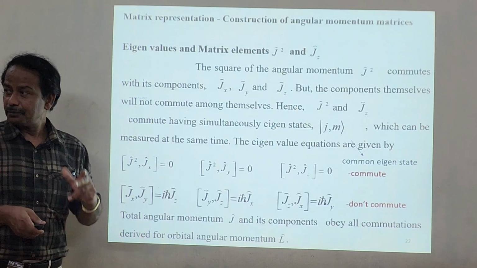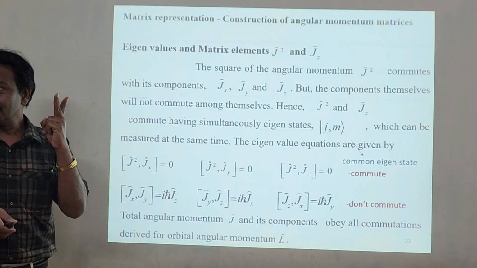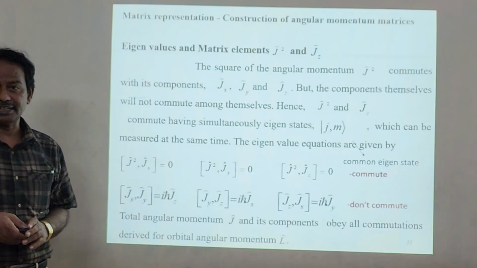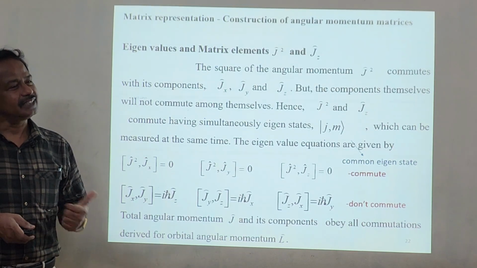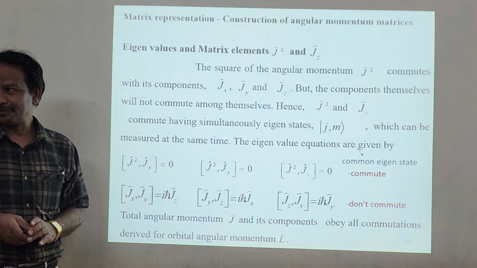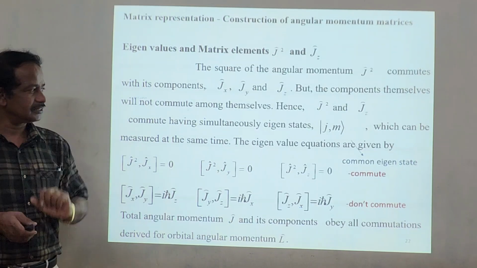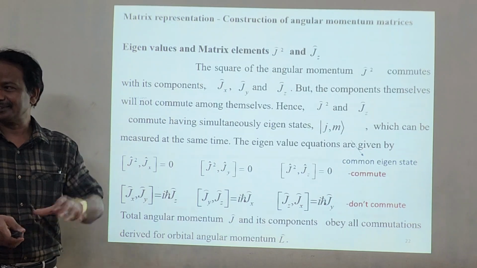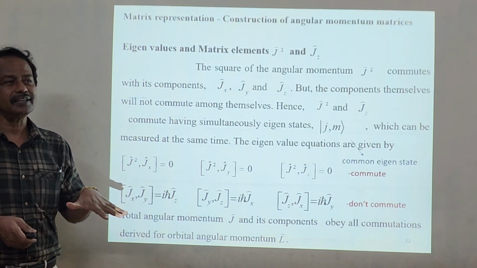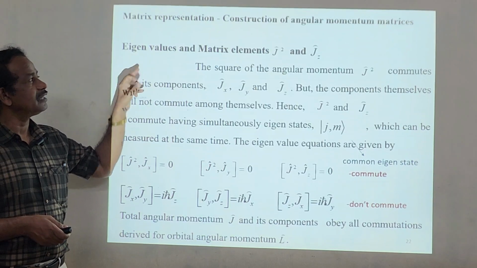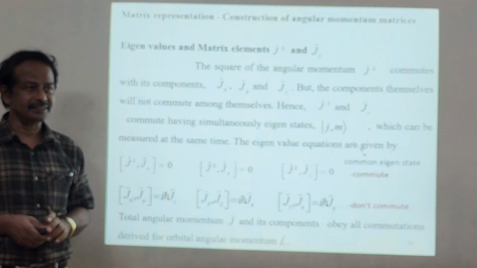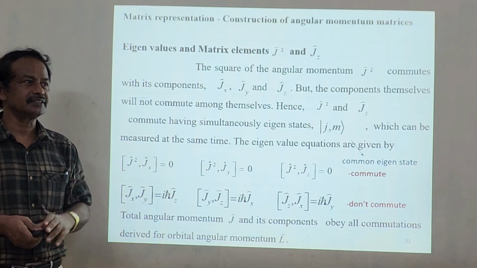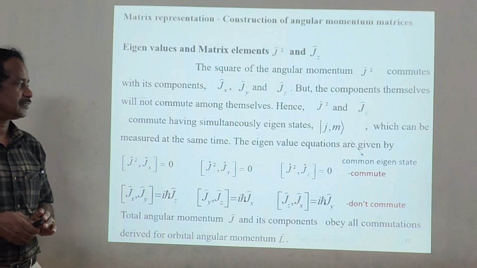As I said, we are going to learn two things: the eigenvalues and the matrix elements of j square, jz, j plus and j minus. That's all. The first thing we are going to concentrate on is jz, which will be very easy. If you know the techniques for finding the eigenvalues and matrix elements of jz, it will be easier for the other things. So we concentrate only on jz first.